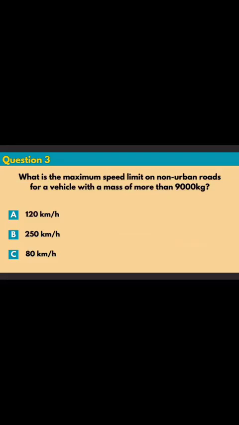Question 3. What is the maximum speed limit on non-urban roads for a vehicle with a mass of more than 9,000 kilograms? Is it A, 120 kilometers an hour, B, 250 kilometers an hour, or C, 80 kilometers an hour? Now the correct answer here will be C.